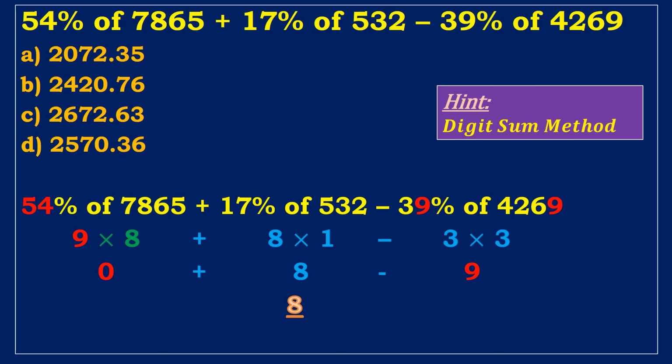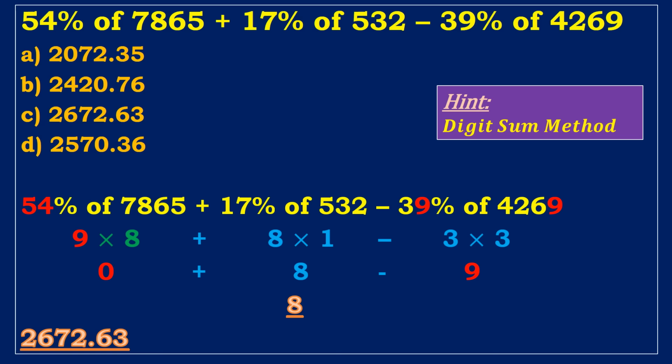Apply the digit sum technique to all the result options. The digit sum value of option C is 8, which is the same number obtained previously. Therefore, option C is the final answer.